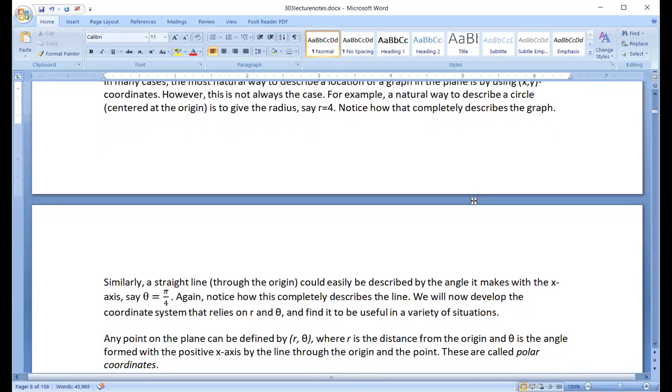So, formal statement: any point on the plane can be defined by r comma theta, where r is the distance from the origin, and theta is the angle formed with the positive x-axis by the line through the origin and the point. Using this system is called polar coordinates.